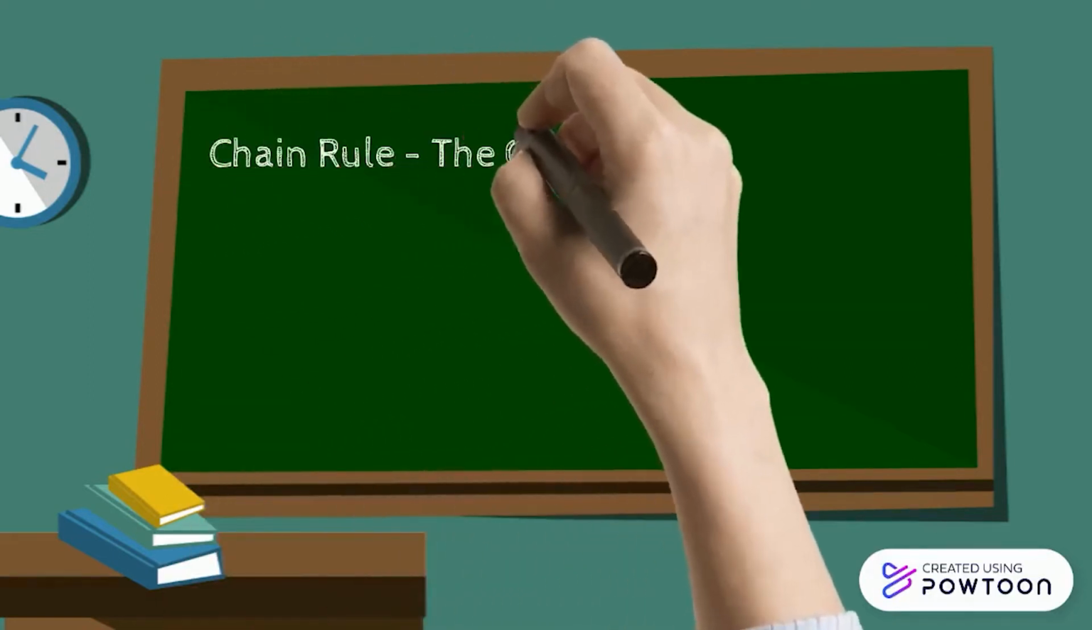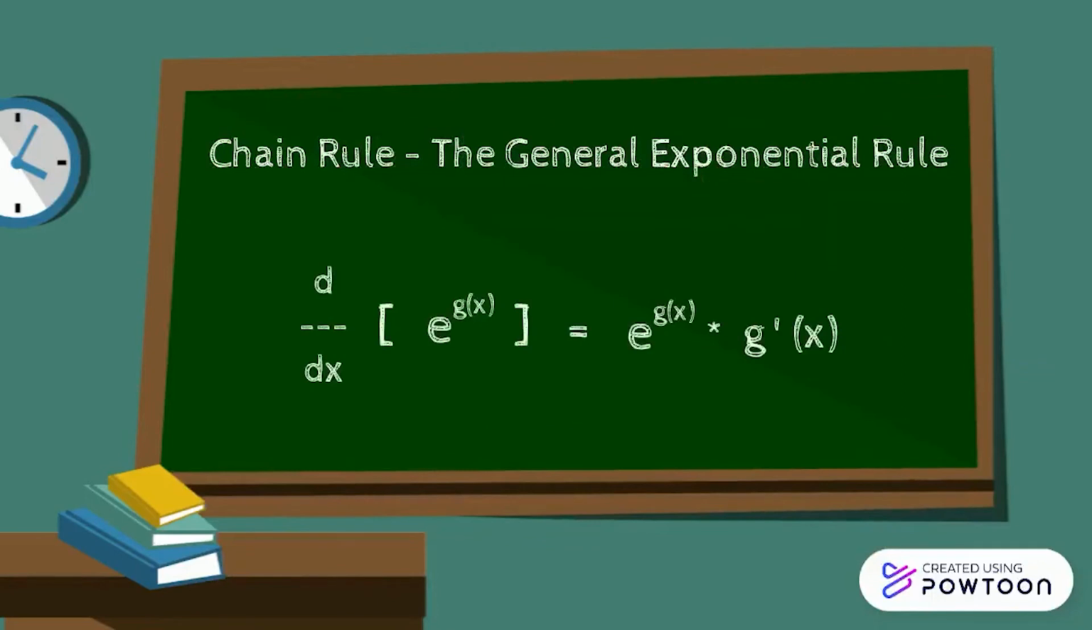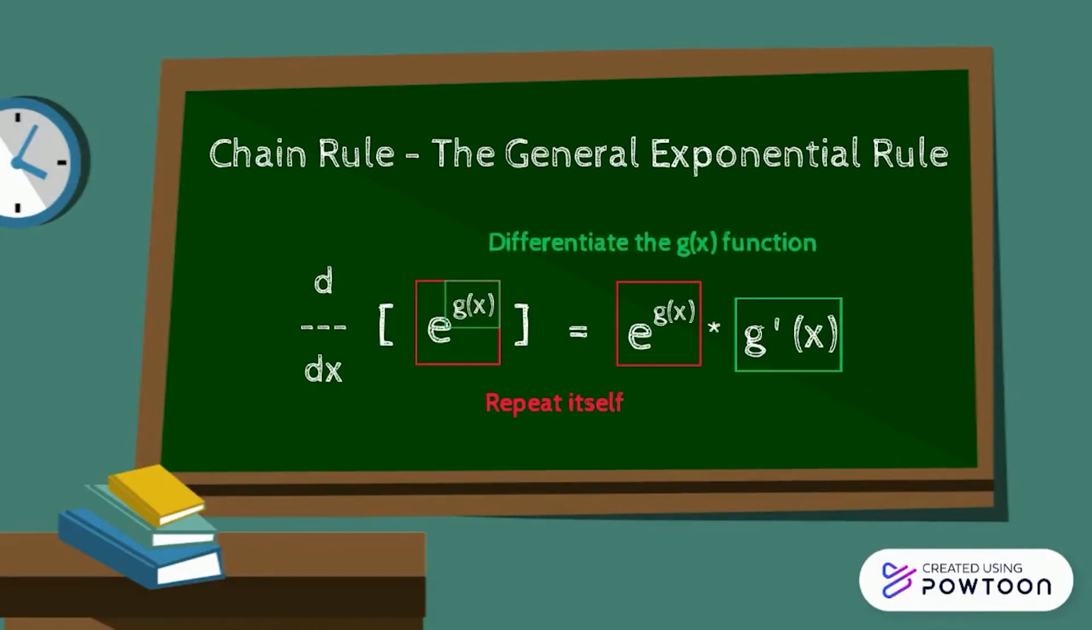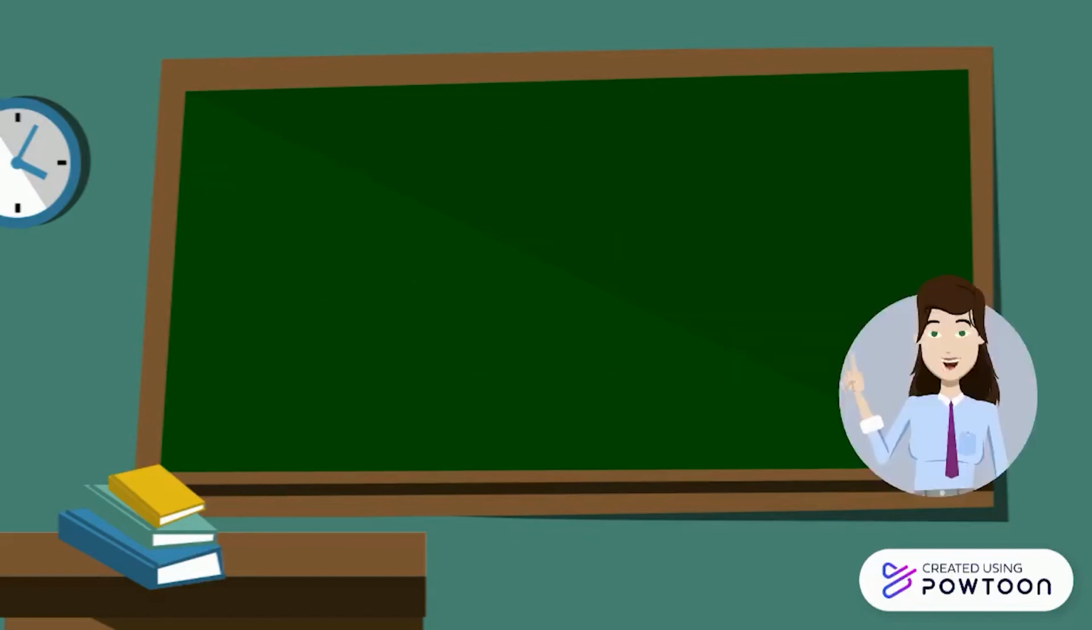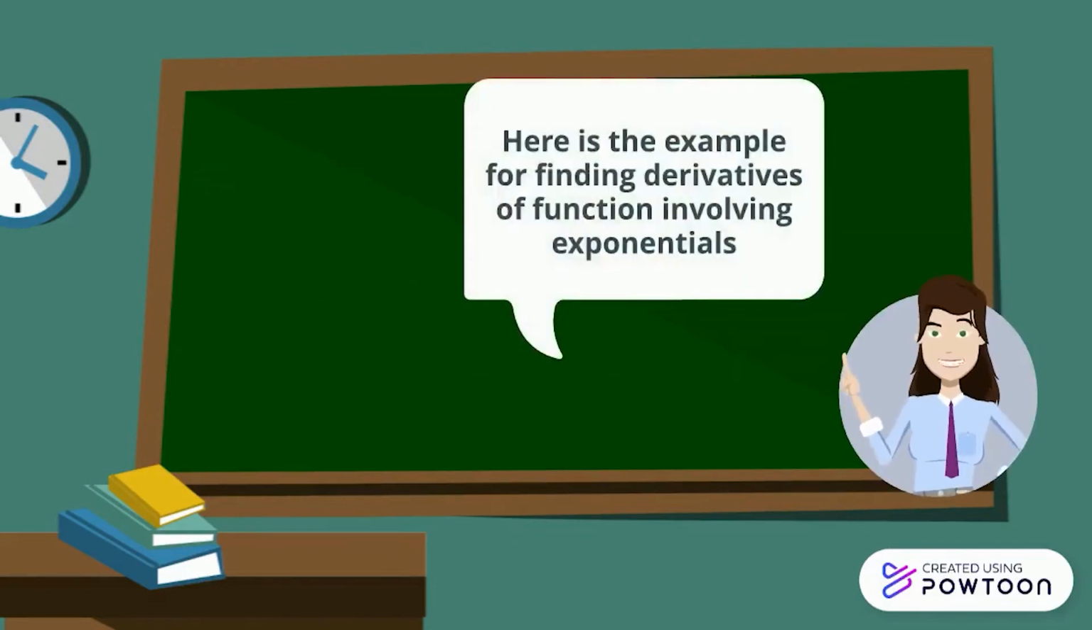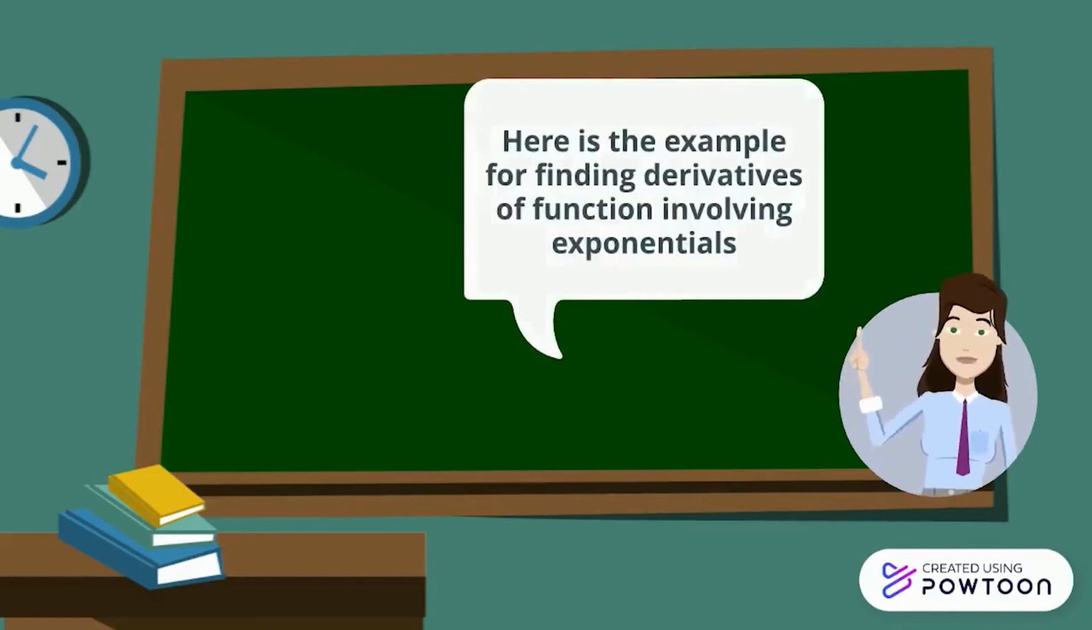Now we will see the chain rule with the general exponential rule. The formula is shown as below. For the exponential, it just repeats itself, then multiply by the derivative of the g(x) function. The exponential rule states that this derivative is e to the power of the function times the derivative of the function. Here is an example of finding the derivative of a function involving exponentials.